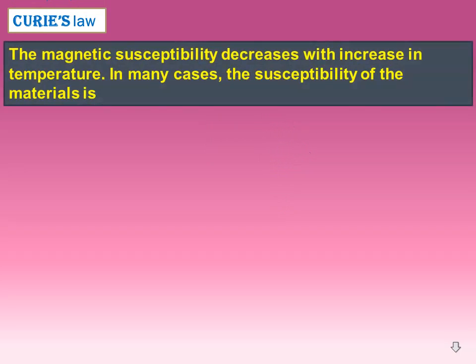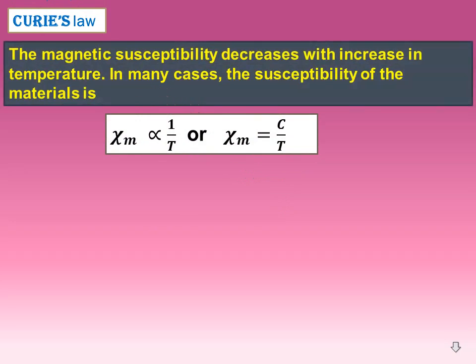So the magnetic susceptibility decreases with increase in temperature. If the temperature increases, then it upsets the alignment of magnetic dipole moments. In many cases, the susceptibility of the material Xm is proportional to 1 by T, or Xm is equal to C by T.